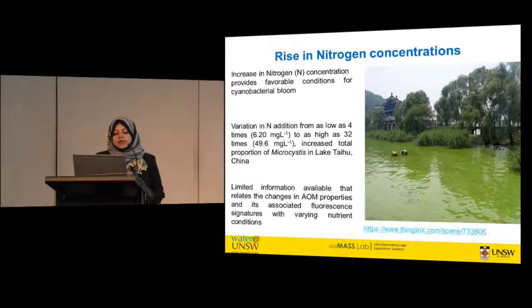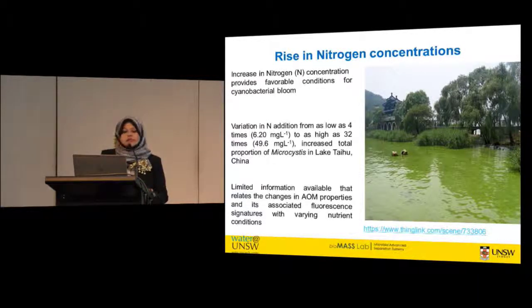In one study in Lake Tahoe, it was shown that a variation in nitrogen addition from as low as 4 times, around 6.2 milligram per liter, to as high as 32 times, that is 49.6 milligram per liter, led to an increased total proportion of microcystins. So these studies show how nutrients affect the biomass and species composition in general, but there's still a research gap in the information available with respect to the AOM that's released, or the DOC released as AOM, and what is the associated fluorescence signature with these nutrient conditions.